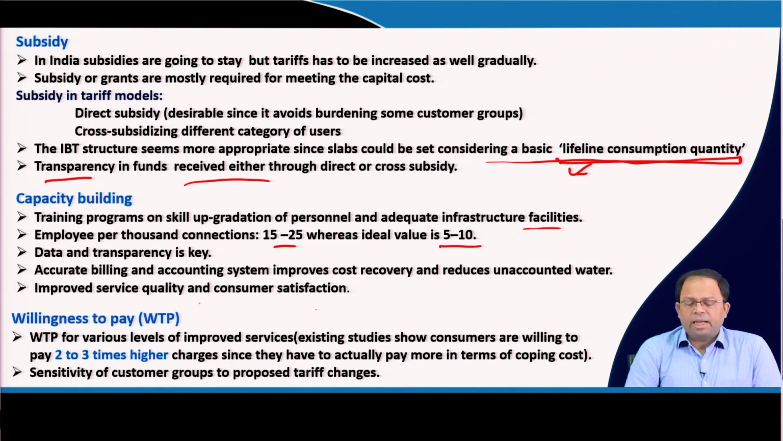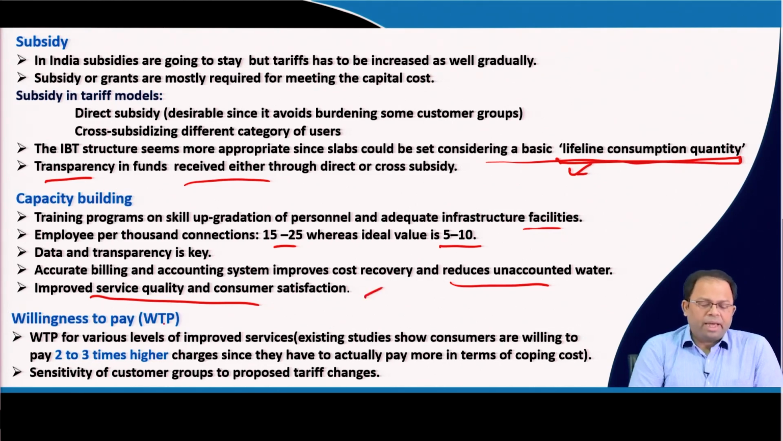Then accurate billing and accounting systems improve cost recovery and reduce unaccounted water. The better the accounting or billing system is, the better these parameters are. Improved service quality and consumer satisfaction: overall, when capacity is better, capacity building results in better service delivery and people are more satisfied. And if they are more satisfied, they will be willing to pay more, right?